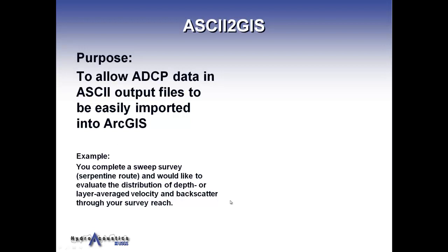The most useful application would be, for example, consider you do a sweep survey or a serpentine route with an ADCP and you'd like to evaluate a distribution of depth or layer average velocity and backscatter through a survey reach. So it's not a transect based survey where VMT would be really useful. It's not longitudinals, but instead it's this serpentine route.